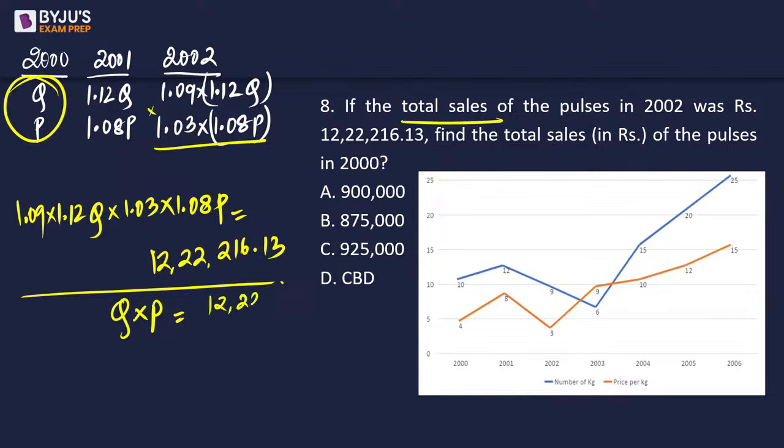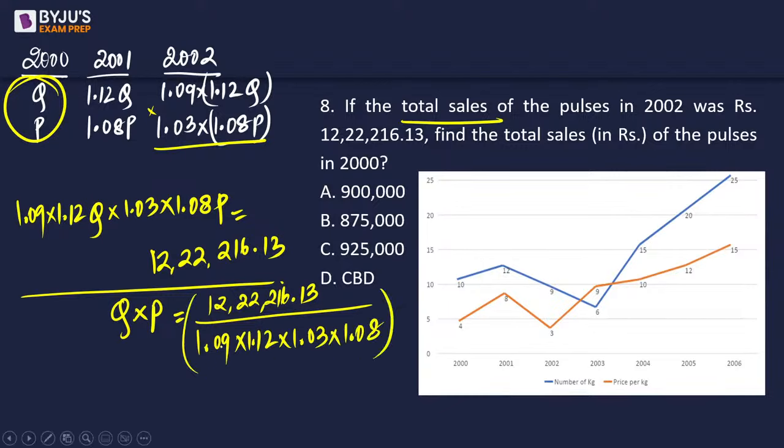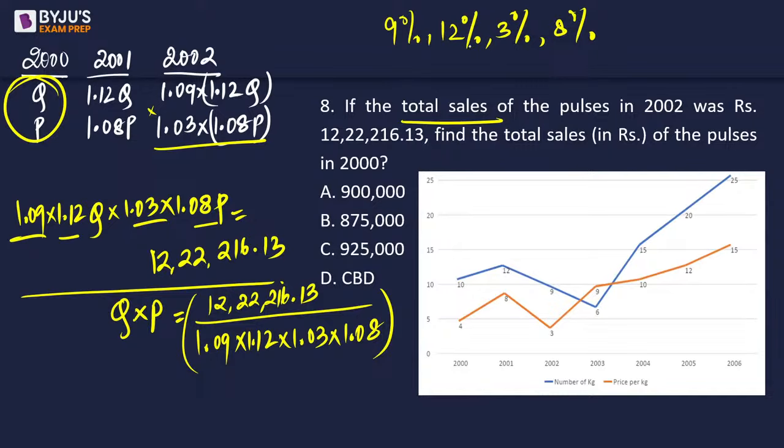So this is 1222216.13 whole divided by 1.09 into 1.12 into 1.03 into 1.08, which is a very, very difficult calculation. So again, we are going to do approximation. Looking at these four successive increases, this is 9%, 12%, 3%, 8% ka successive. So I'm going to do 12 and 8 ka successive, which is 20 right away, plus 12 into 8 by 100, which is approximately 1. So this is going to be approximately 21%.